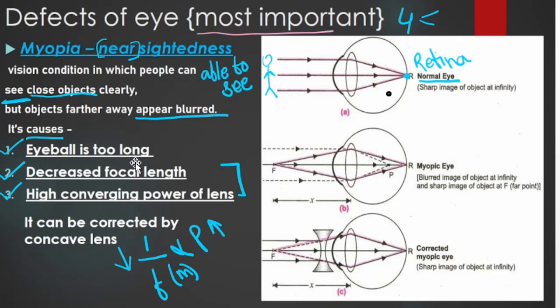What are the reasons? Eyeball is too long, decreased focal length, high converging power of lens. These can be the reasons for myopia, in which we are able to see nearby objects but can't see faraway objects because they appear blurred. Now, eyeball is too long, or decreased focal length and high converging power of lens. These two are the same thing because in the previous chapter we learned that the focal length of a lens is inversely proportional to power. It means if focal length is decreasing, then power is increasing. So these both things are in reality the same topic. Okay. So, eyeball is too long. Let us first try to understand with this condition.